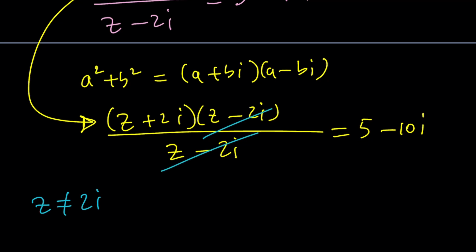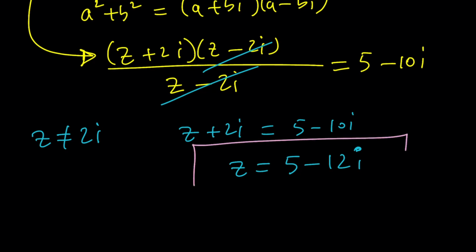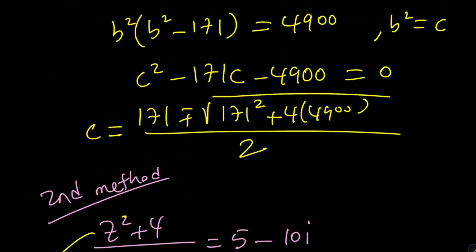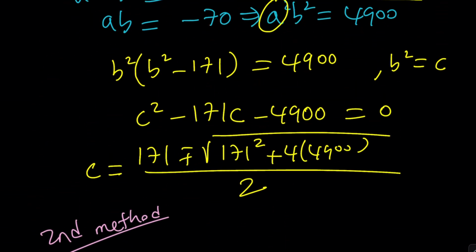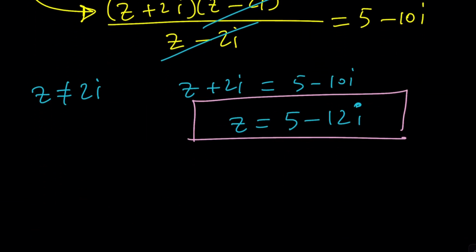Under those conditions, I can go ahead and cancel that out and end up with z plus 2i is equal to 5 minus 10i. And then I can go ahead and subtract 2i and get z equals 5 minus 12i. And that should be the answer. Ta-da, right? That should bring us to the end of this video. But from here, can you kind of figure out what the c value is going to be? Because we know, I think, the a and b values, so on and so forth.